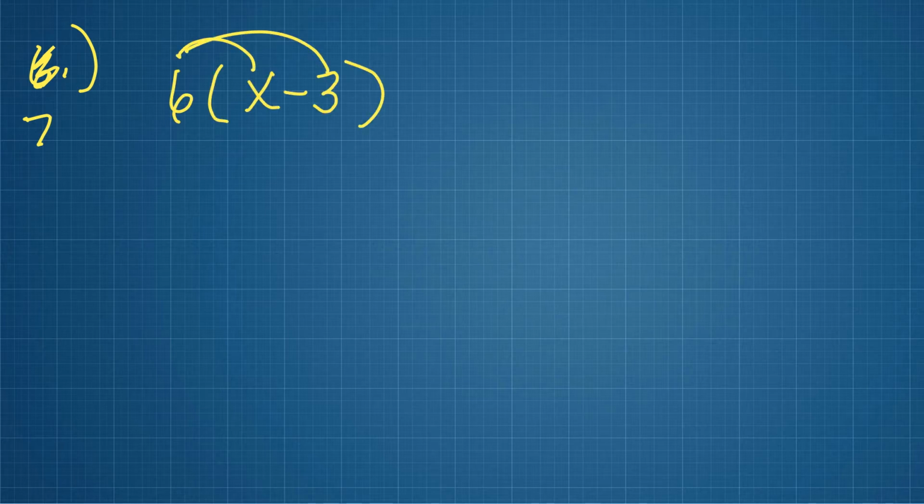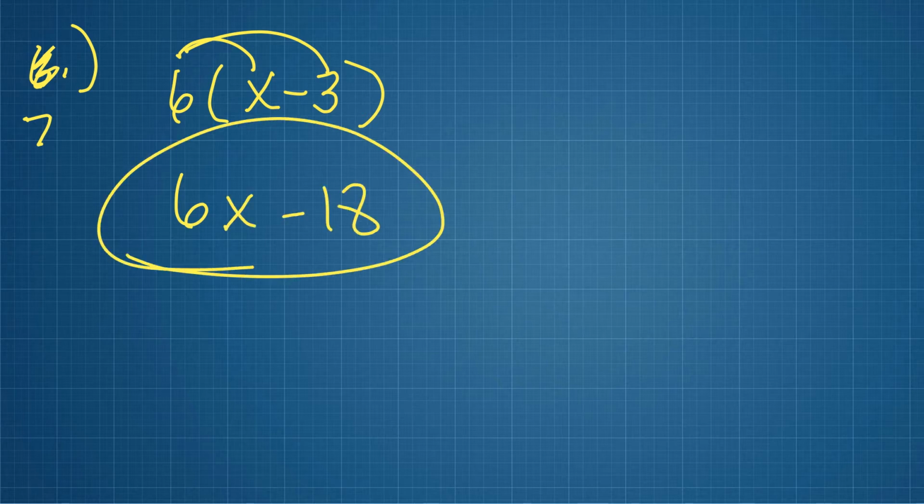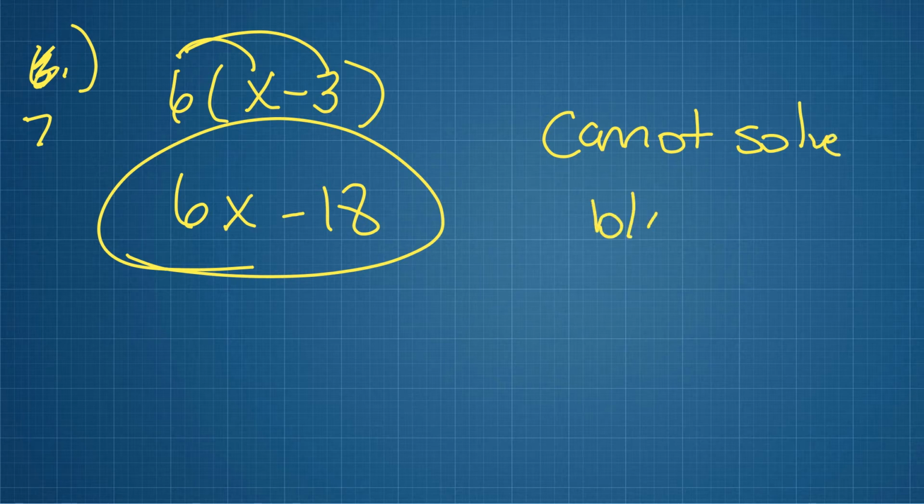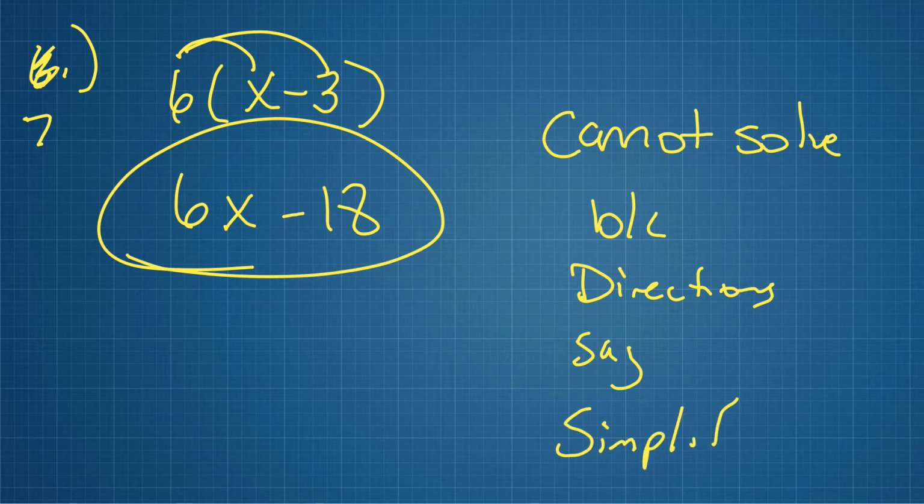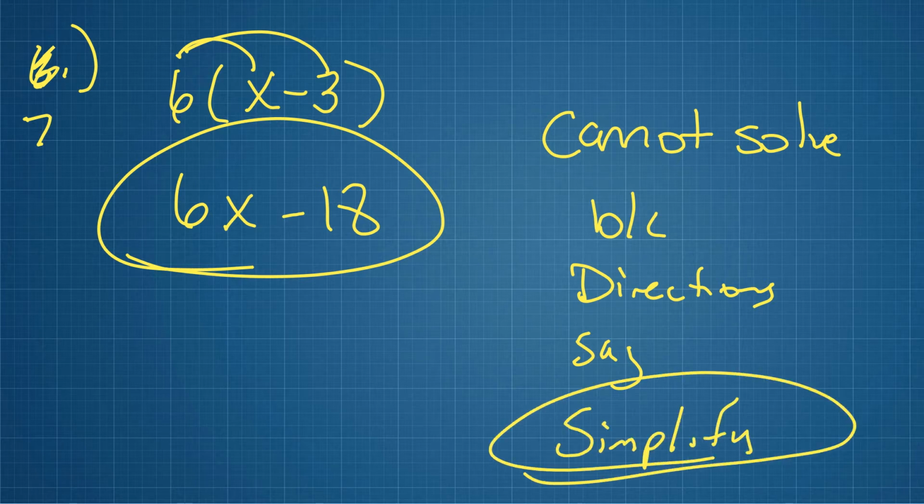I meant 7 through 10, so that's number 7. It's 6 times the quantity x minus 3. 6 is the pizza delivery guy. He drops off pizza at x's house and negative 3's house, so I get 6x minus 18. Done. Remember, you cannot solve this because the directions say simplify. And simplify means that you're going to have some algebraic expression as your answer, letters and numbers together. There's no equal sign. There's no way you could ever solve this.